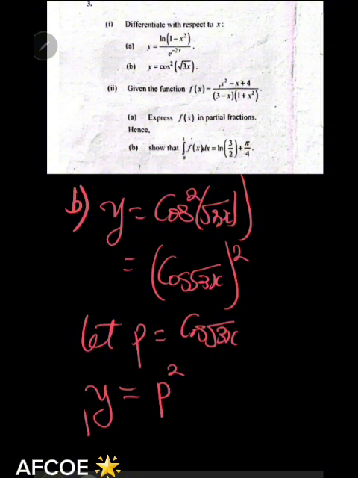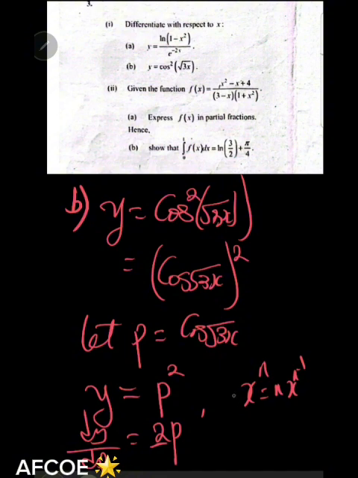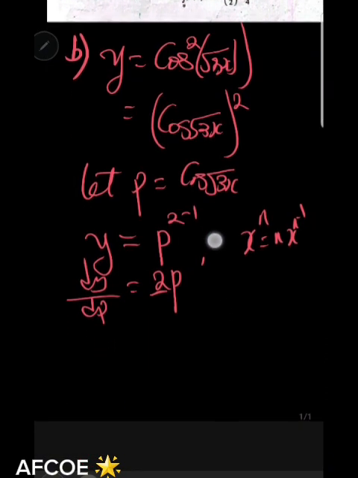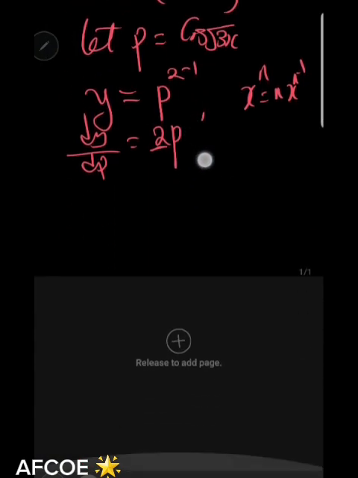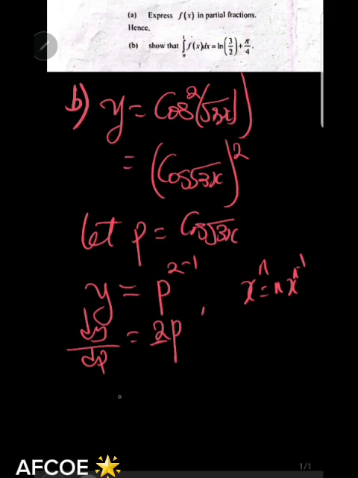Now to find dy dp, dy with dp will be simply 2p. By the way, if you are differentiating x to the power n, it is always n x to the n minus 1. So our n here is simply 2. So we'll bring down the 2 here, then we subtract 1 here. So we'll now just get p to the power 2 minus 1, which is simply p to the power 1, or p.